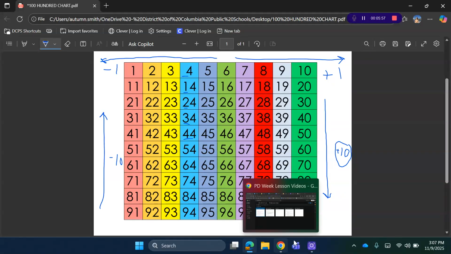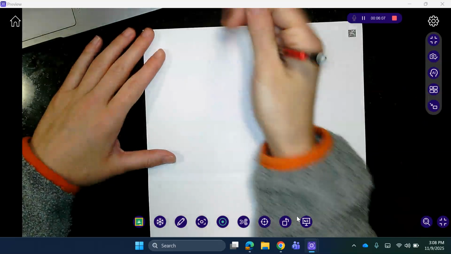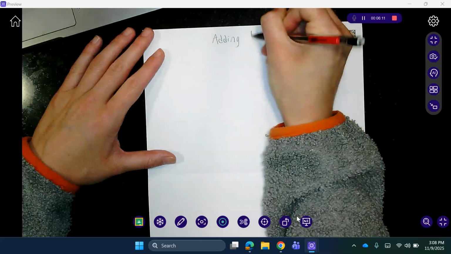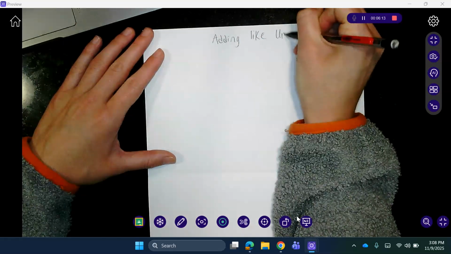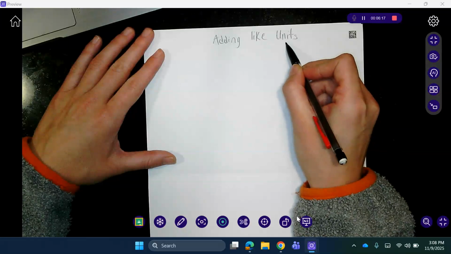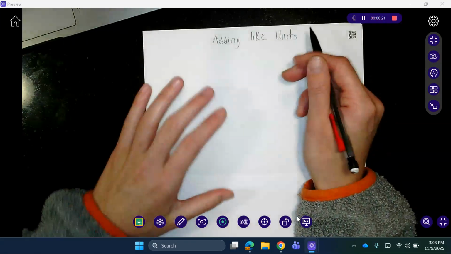Alright, let's move on to the focus part of the lesson today. I'm just going to give you a quick refresher of how to use our strategy, adding like units. What is our strategy? Exactly. We are going to add like units. And we know that our units are those hundreds, tens, and ones. Okay. Today we are going to change it up just a little bit.